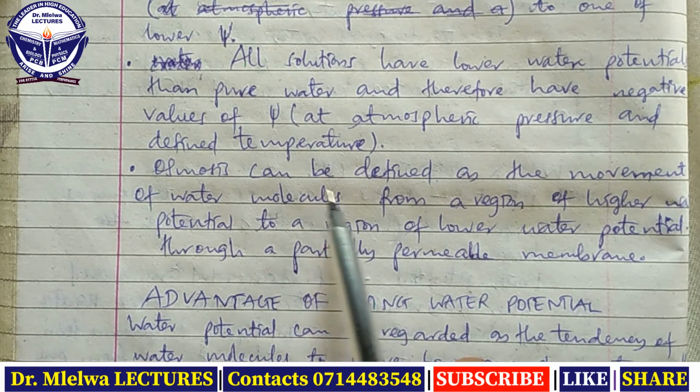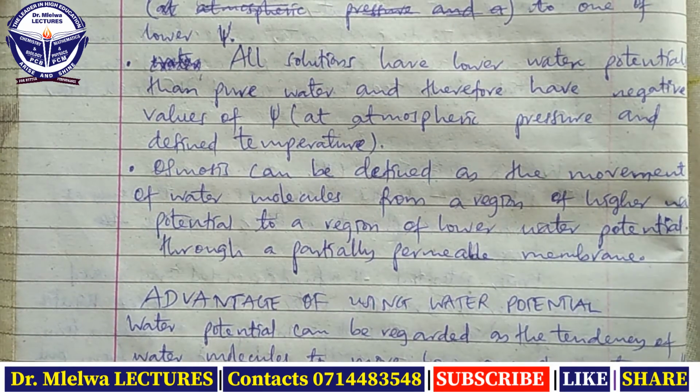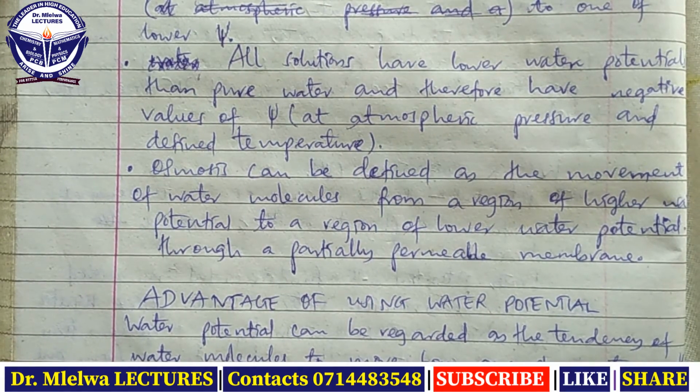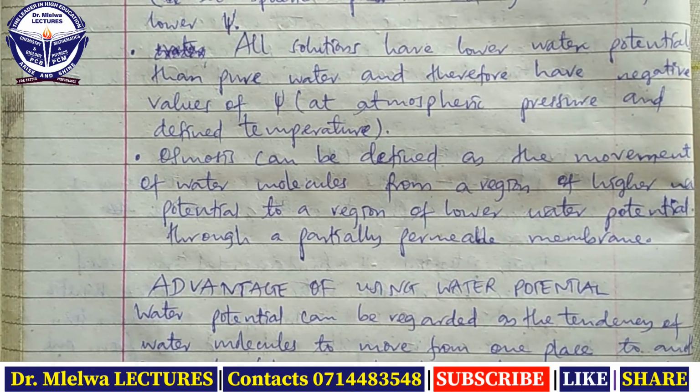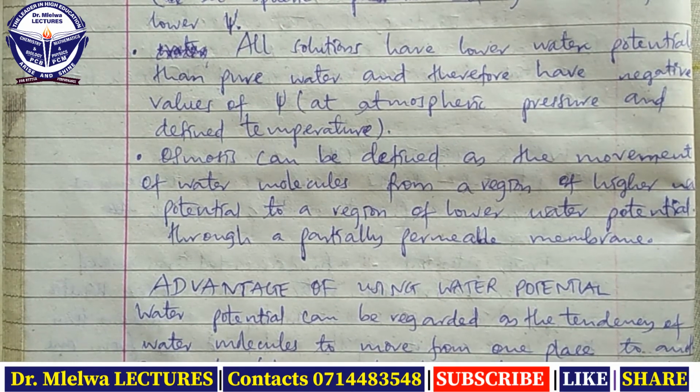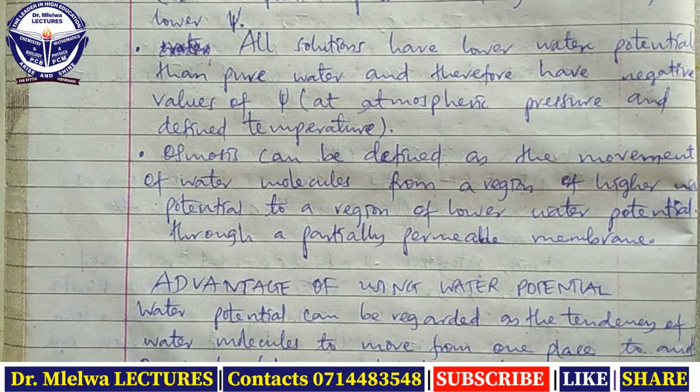And then we are saying osmosis can be defined as the movement of water molecules from a region of higher water potential to a region of low water potential through a partially permeable membrane. So now we have the modified definition of osmosis, because now we know the meaning of water potential.